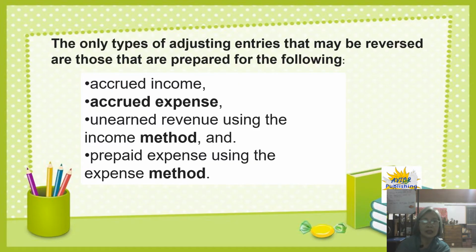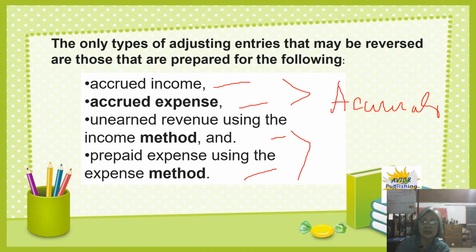So, there are only 4 types of adjusting entries that need to be reversed in the following year. So, ito yon: accrued income, accrued expense. So, these are accruals, no? Accruals. And then we have the unearned revenue using income method and prepaid expense using expense method. So these are deferrals. Advance payment and advance collection.